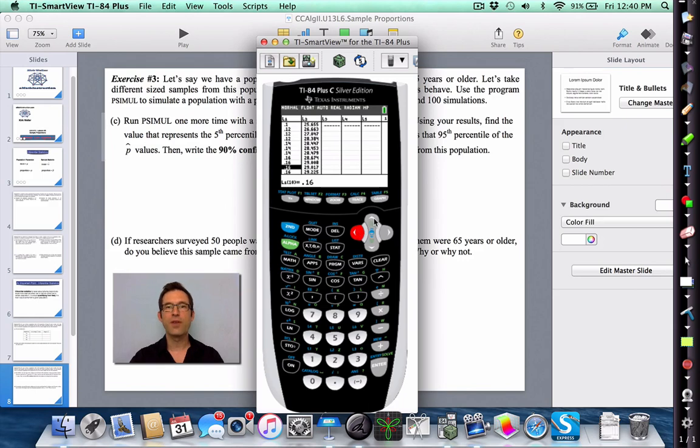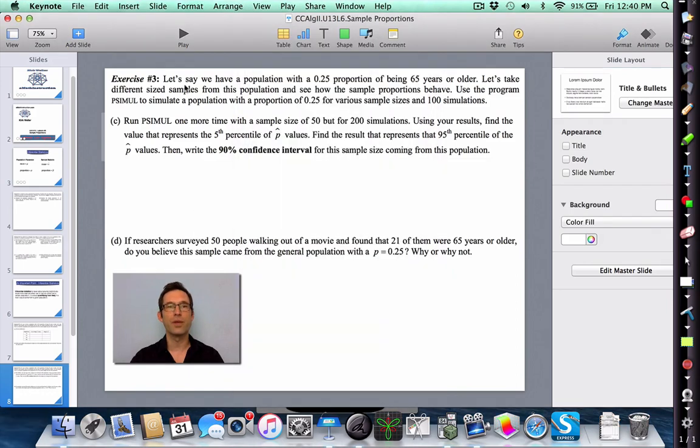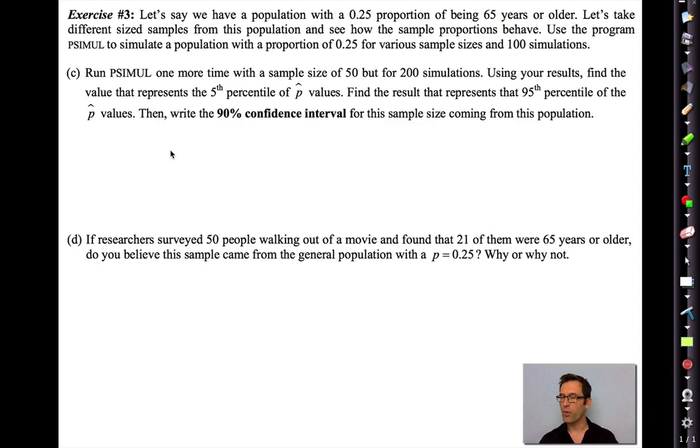0.16. Let me write that down. And now to figure out our 190th value, I'll go up here. And we have 0.36. So 0.16 and 0.36. This is our 5th percentile by simulation, and this is our 95th percentile by simulation.